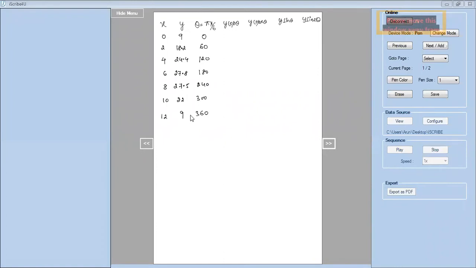Now, what is the next step? What we have to do further? So there is one important step here. What is that?